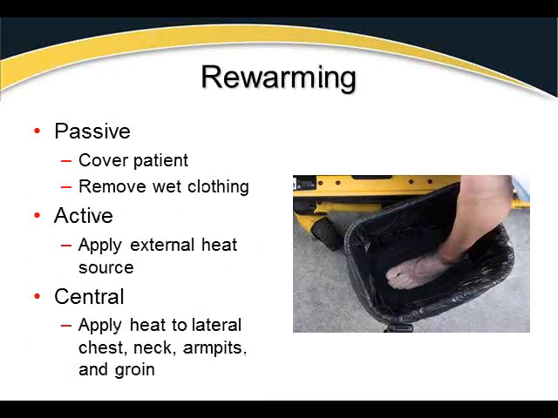So rewarming. In most cases, we are not going to actively rewarm patients. We will do some passive rewarming from time to time, but applying external heat can get dangerous. Depends on the patient. Central rewarming we can do by applying heat packs or warm packs to their chest, their neck, their groin, their armpits. That helps move heat into the body.